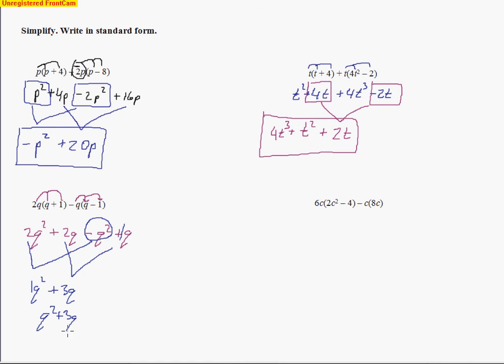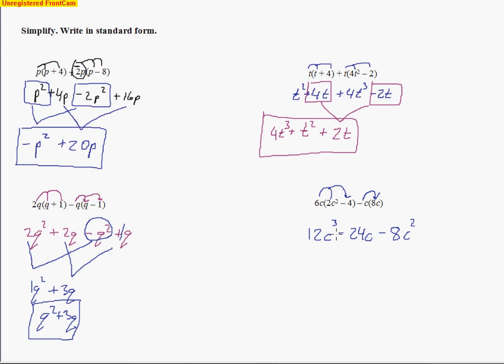So when they say standard form, they want it in that descending order, going from the highest exponent term to the lowest exponent term. So last one here of this type, we multiply 6c by each of those terms. And then I'm going to take negative c, and it's just multiplied over the 8c. So there's no number being added. It's like plus 0. So it's just negative c times 8c. So here I get 12c to the third power minus 24c. So 6 times 4 made the 24. And then here it's just negative 8c squared.